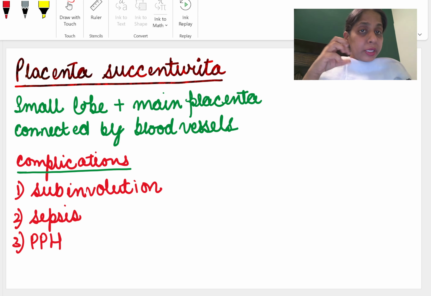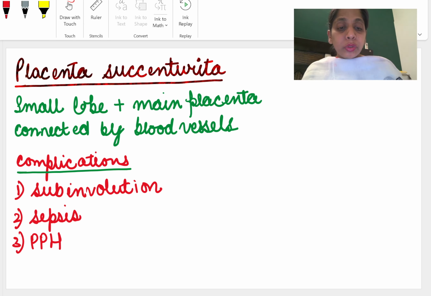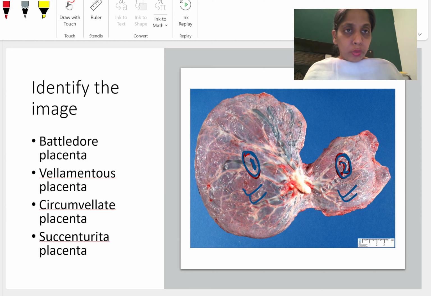And it leads to sepsis, because again it is a source of infection. And as you all know, the placenta is made up of lobes and chorionic villi, so it will harbor bacteria and viruses over there. Okay, so that was all about placenta succenturiata. So whenever you see two lobes, one main placenta and a small part attached to it and connected by blood vessels, and here you can see these are the blood vessels connecting it, right? Then it is going to be placenta succenturiata.